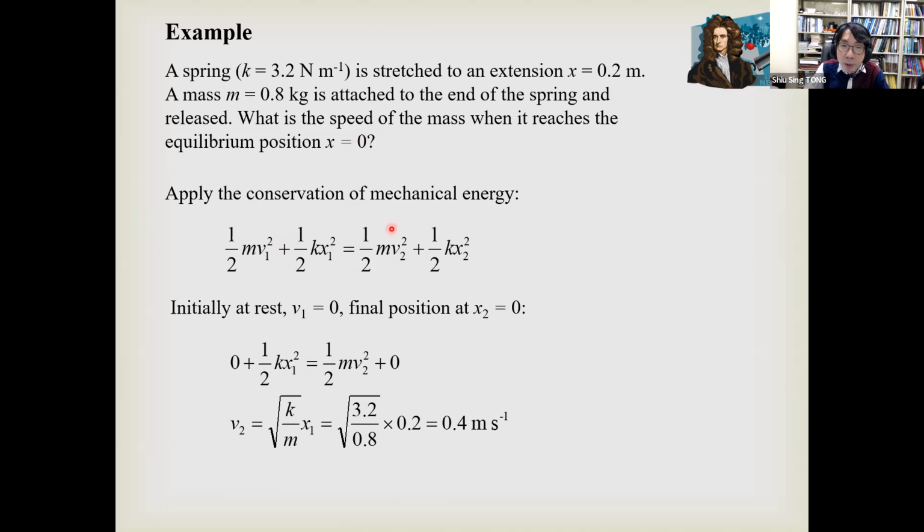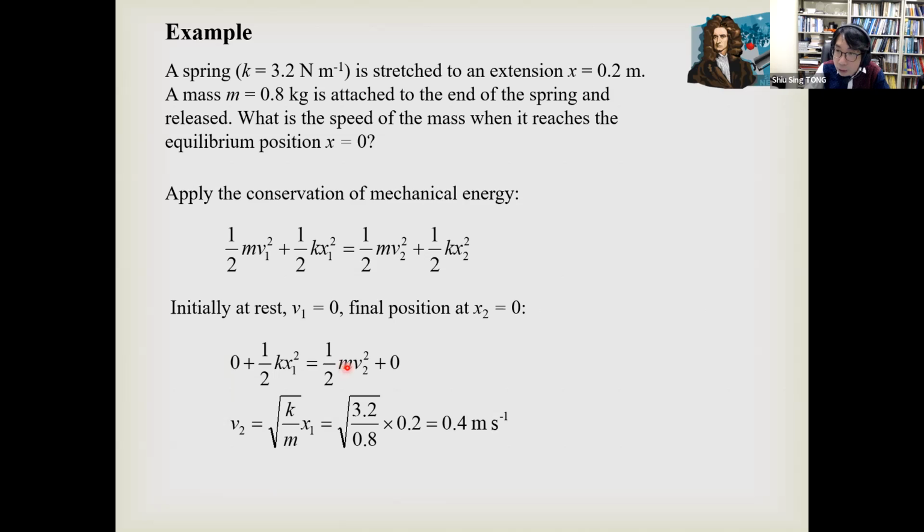Now let's apply the conservation of mechanical energy in this form. Initially, the object is released from rest, so V1 is 0. And finally, I want to know its speed at the equilibrium position where x2 is 0. So finally, the object does not have any potential energy, so its potential energy is 0. And initially, the object is released from rest, so it does not have a kinetic energy, right?